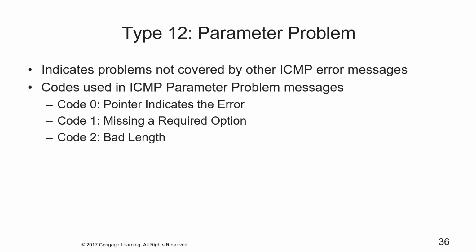So type 12 is a parameter problem. It indicates problems not covered by the other ICMP error messages. Codes used in ICMP parameter problem messages: code 0 is a pointer that indicates the error, code 1 is a missing required option, code 2 is bad length, and so on and so forth.